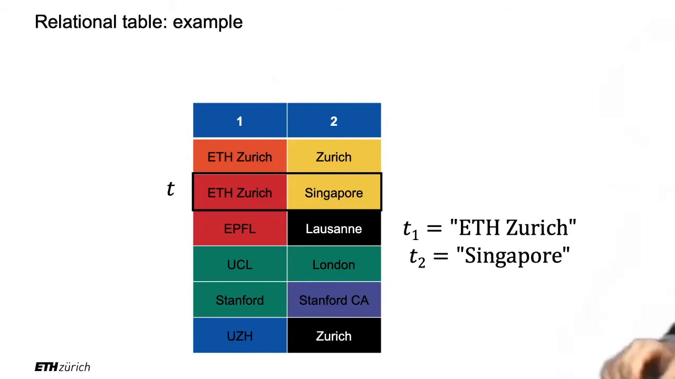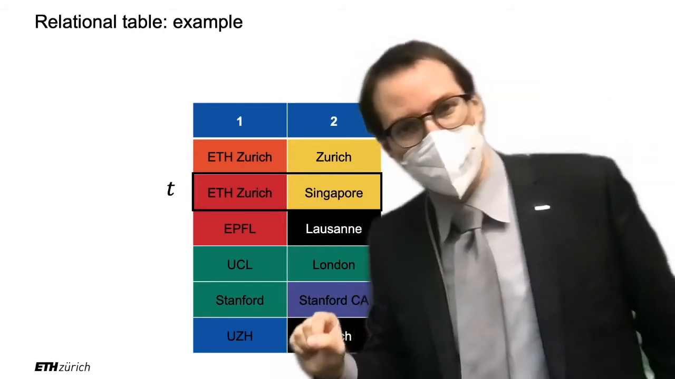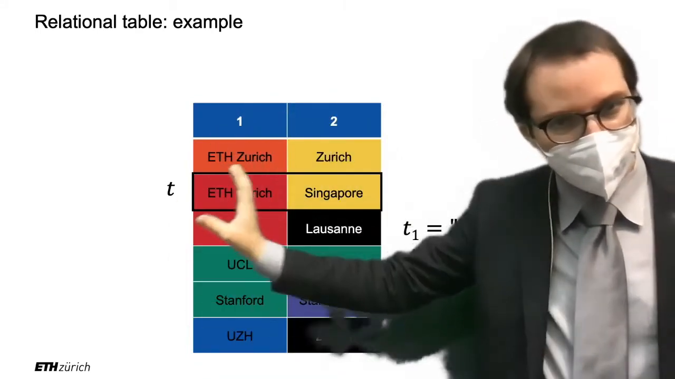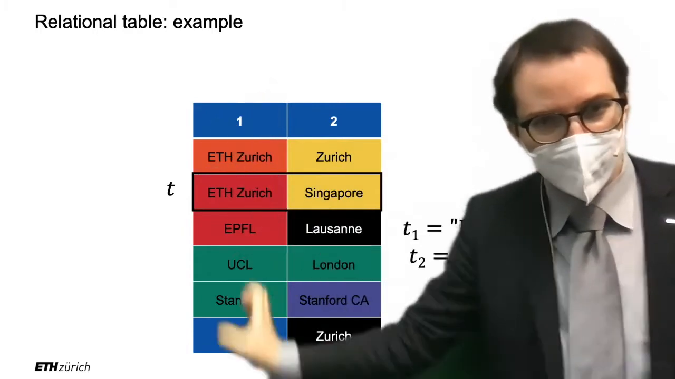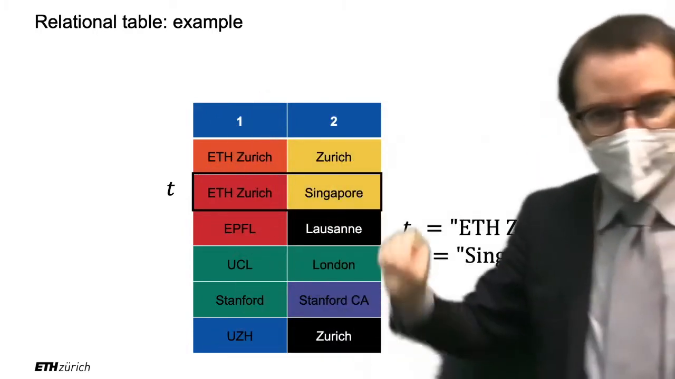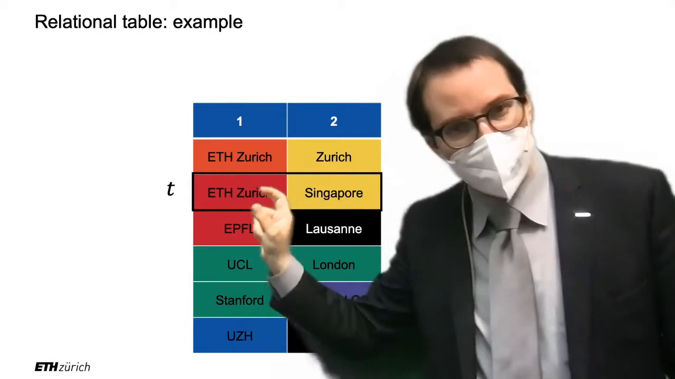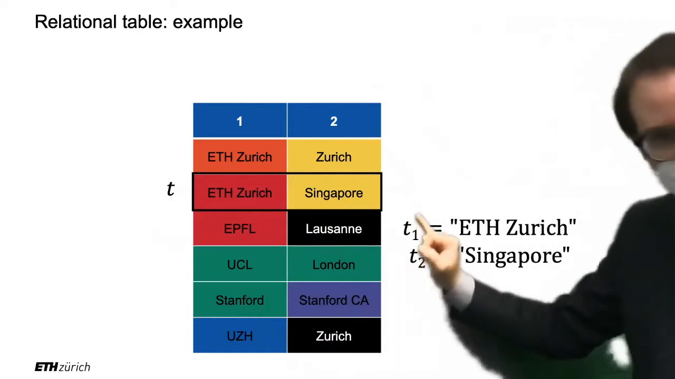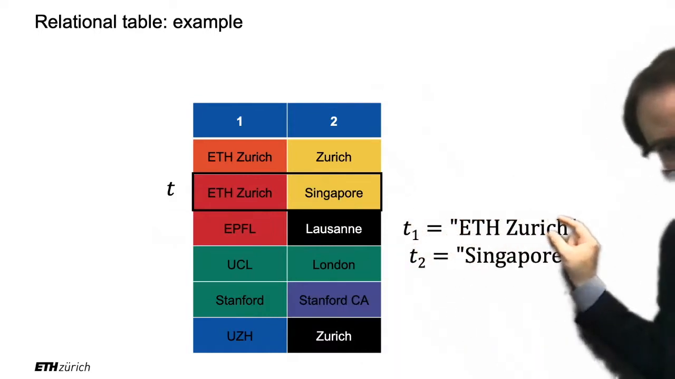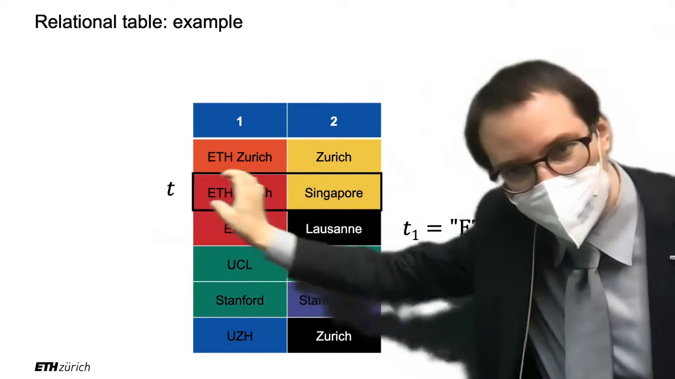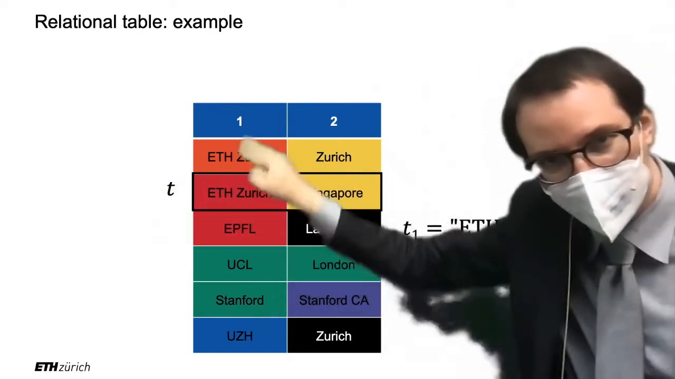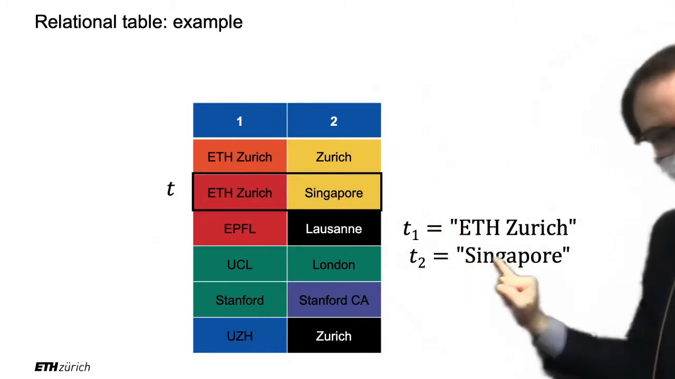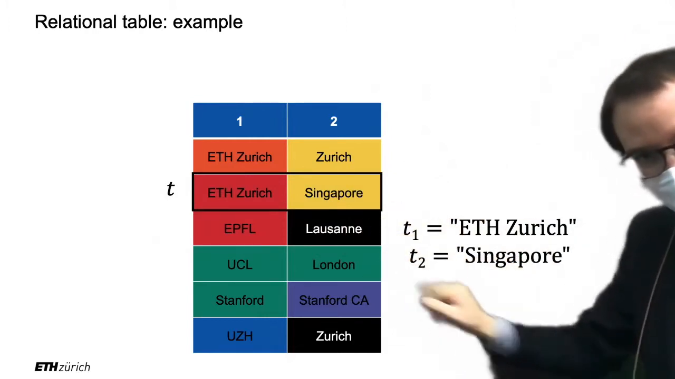Okay, so let's go back to our example of tuple. If we define a relational table as a relation over domains, in that case a relation over universities and cities, then an element of that relation is a tuple, T, and T1 denotes the first element of the tuple, and that would be T2, right? T1 is ETH Zurich, T2 is Singapore. These are mathematical variables, if you want.